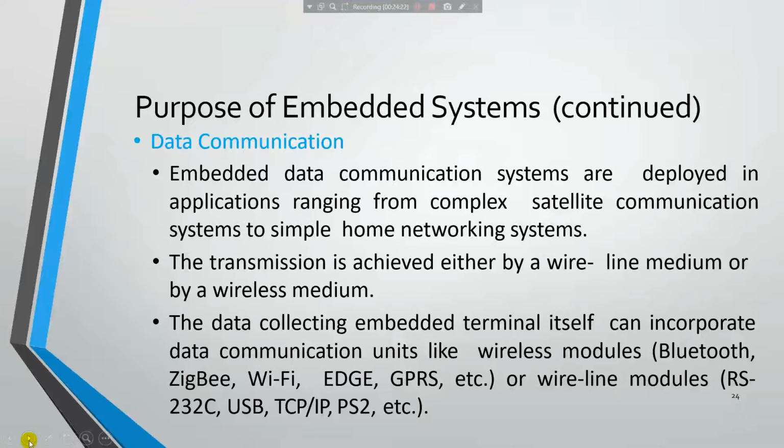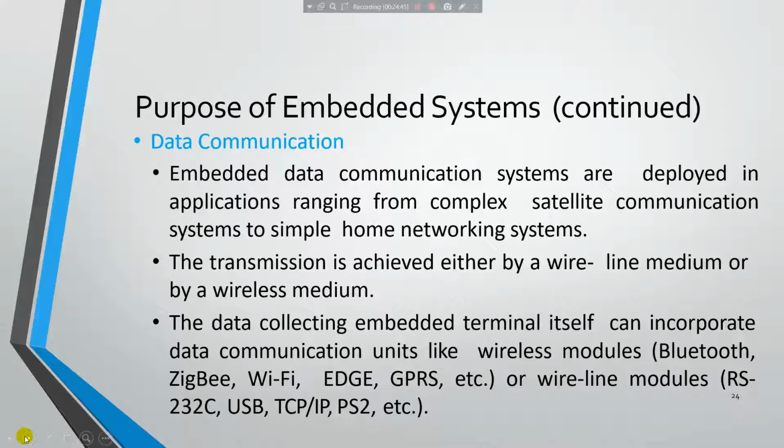So there are so many things which can be done with your embedded systems. Coming to data communication, an embedded data communication system can be developed using a range of complex satellite communication systems, or you can call it home network systems also. This transmission can be done using a wireline medium or a wireless medium.